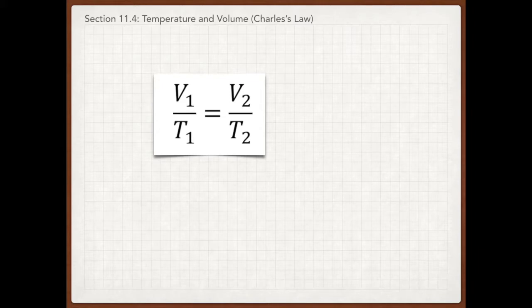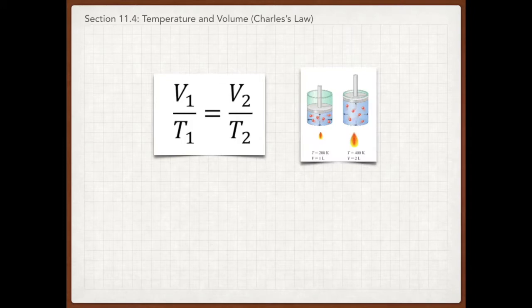While for Boyle's law, it was P1 V1, and when pressure increased, volume had to decrease, so they were inversely related, Charles' law shows us that volume and temperature are directly related. So when one goes up, the other goes up. When one goes down, the other goes down. Okay, and you can see that in this diagram right here.